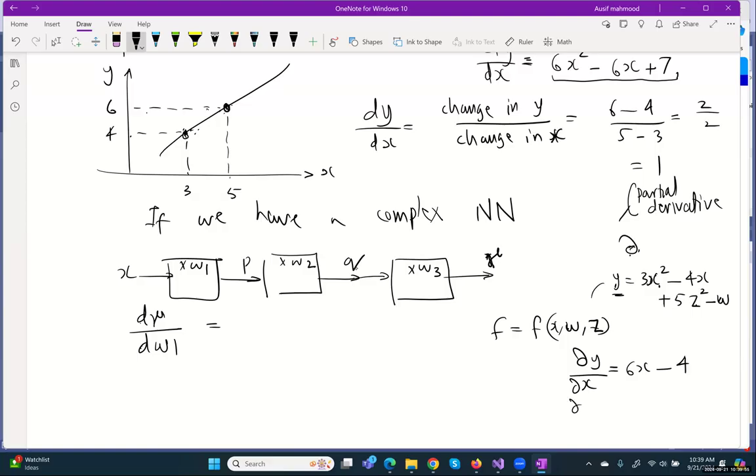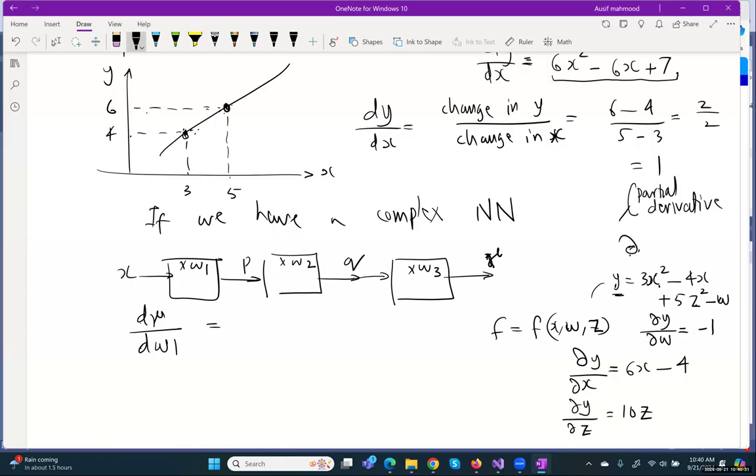In the same way, what if I say partial y over partial z? How is y changing with respect to z? Now what will we do? Make x and w zeros and only focus on the z term. The z term is 5z squared, so that will become 10z. Similarly, you get the idea. What if I say partial y over partial w? Can anybody tell me what that will be? There's a single w term, so it is minus 1.